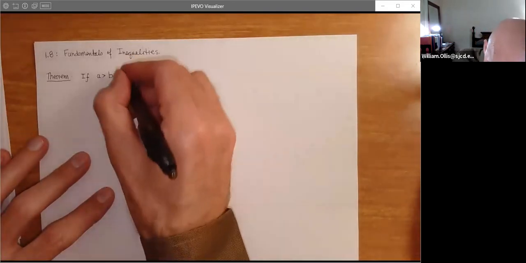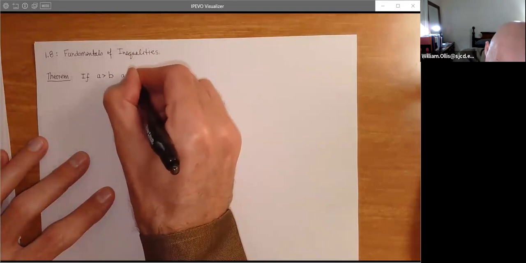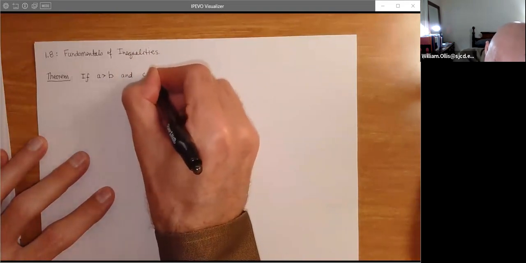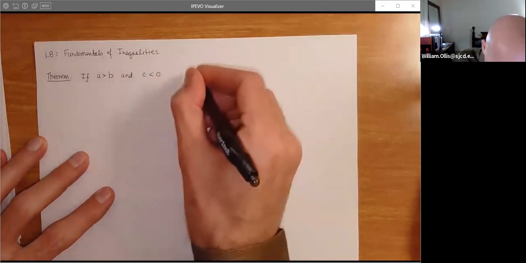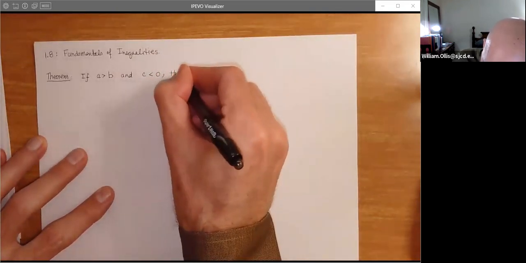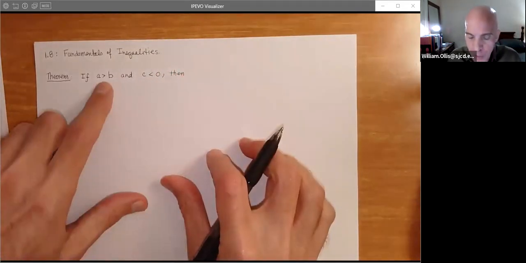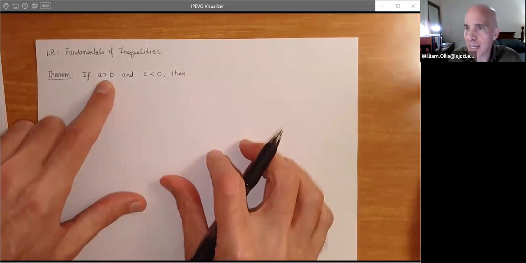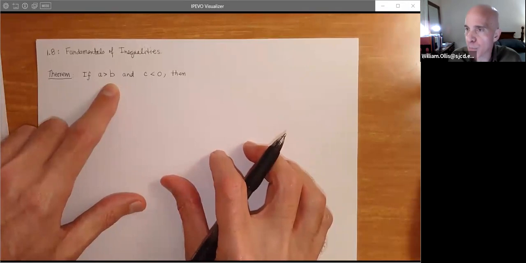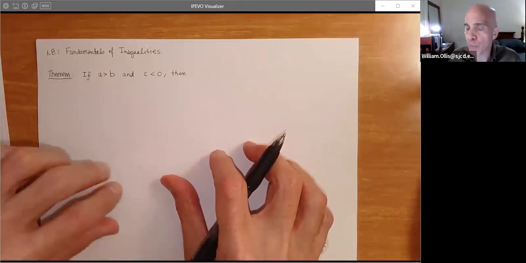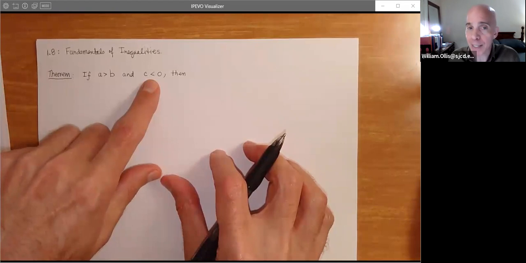So if A is greater than B and C is less than 0. Okay, so you're thinking, this doesn't say anything about the sign of A and B. It just means that A is greater than B. It's to the right of B on the number line. And this just basically says, in terms of symbols, that C is a negative number. Any number less than 0 we call negative.